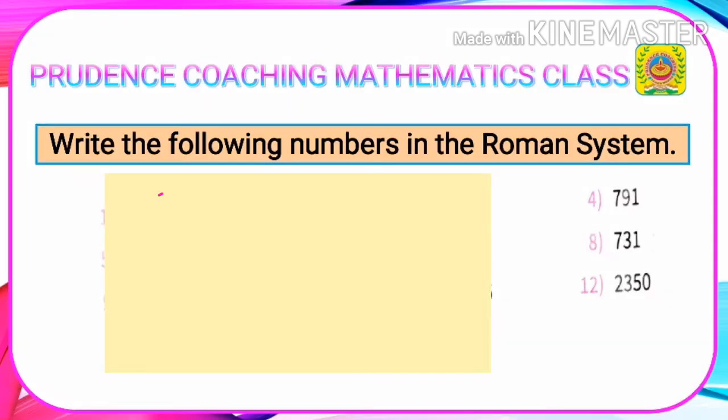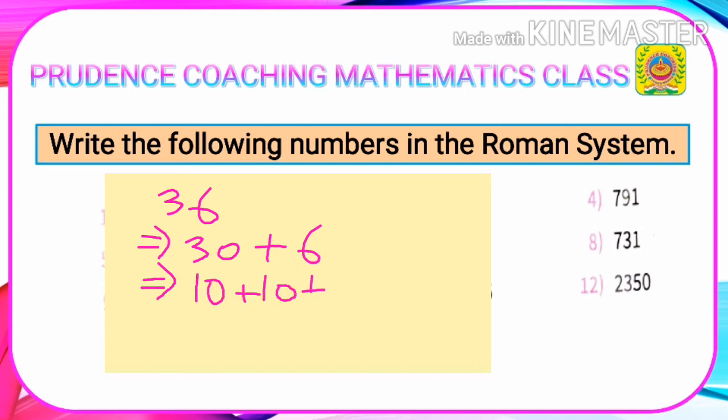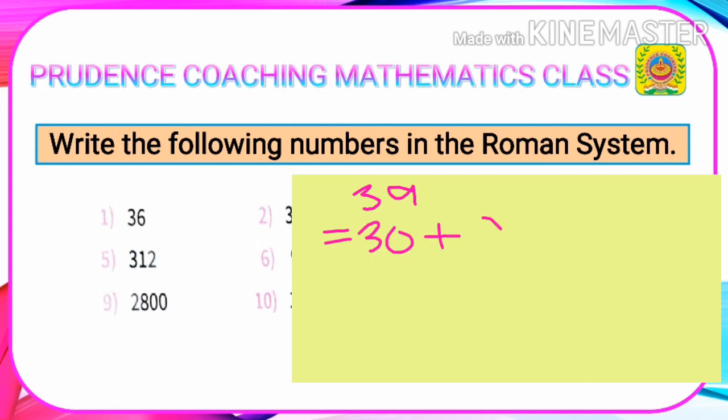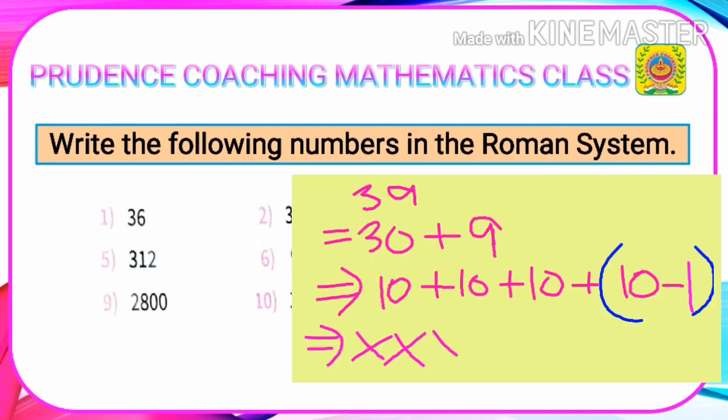To write 36 in Roman number, first we will expand 36. So we can write 36 as 30 plus 6. Again, we can write 30 as 10 plus 10 plus 10 and 6 as 5 plus 1. We know 10 equals X, so we will write 3 X. Next, we will write 5 as V and 1 as I. So our final answer will be XXXVI. Next, we have 39. So similarly, we will write 39 as XXXIX.